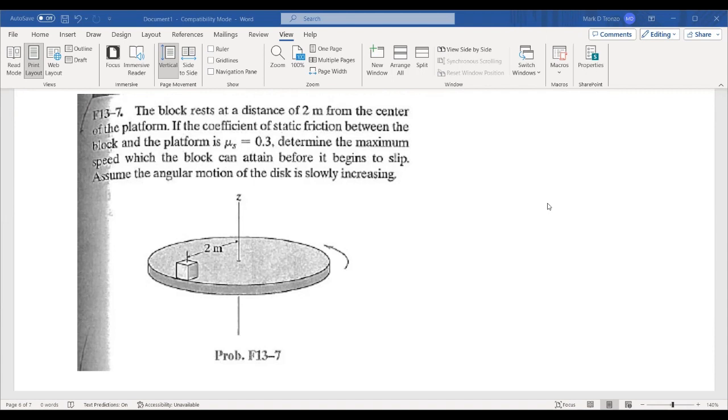So notice that they say the angular motion of this is slowly increasing. They say that so that you can assume that the tangential velocity is very close to zero. Excuse me, the tangential acceleration is very close to zero. So we can assume a sub t is zero if the angular motion is slowly increasing.